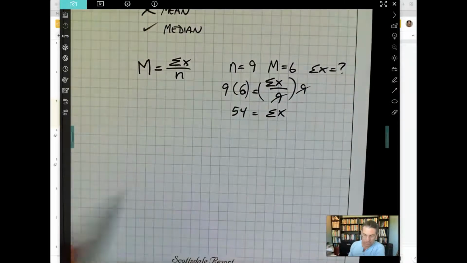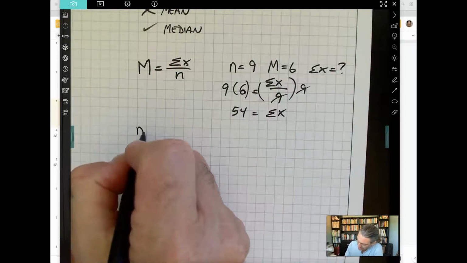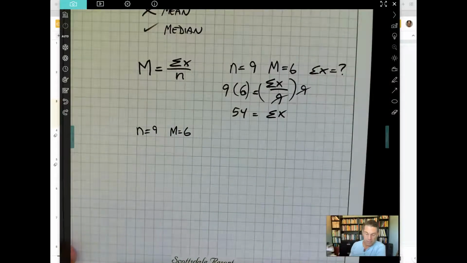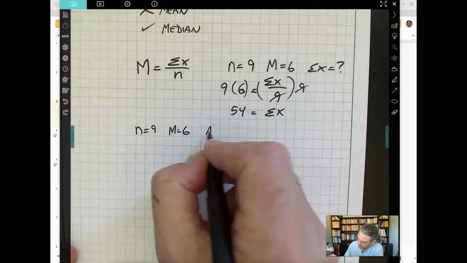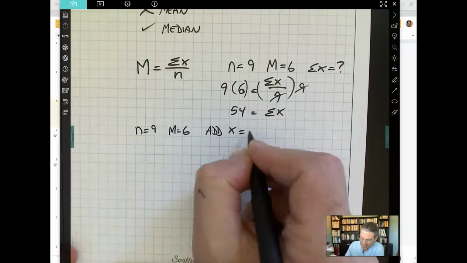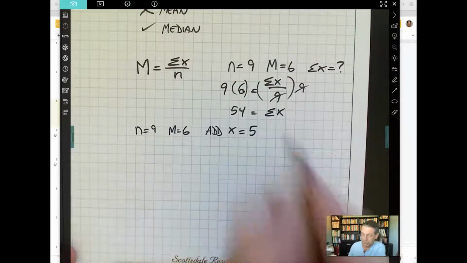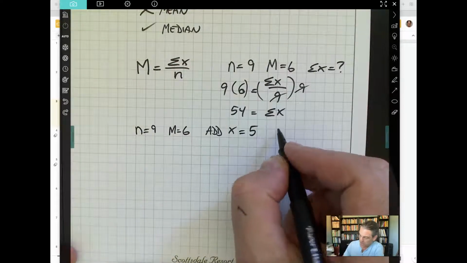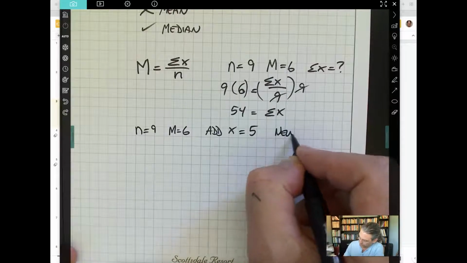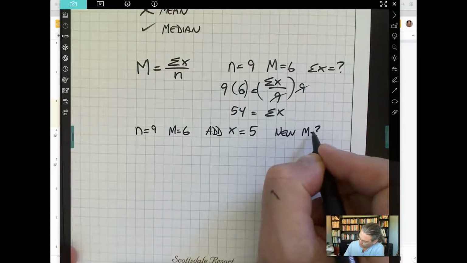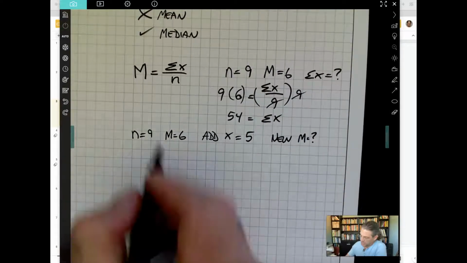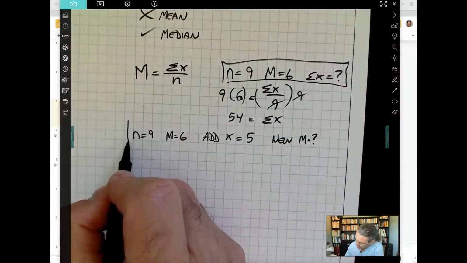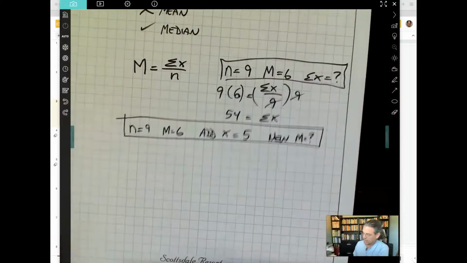Okay, now this is where it then goes up a level. In the next one, it essentially says, okay, we've got an n of 9, a mean of 6, same as before. But we're going to add a score that has an x. It's a score of 5. So we're going to add one more person to our group, and they have a score of 5. What's the new mean? All right. So this was our original one. And then another question on the problem set looks more like this.